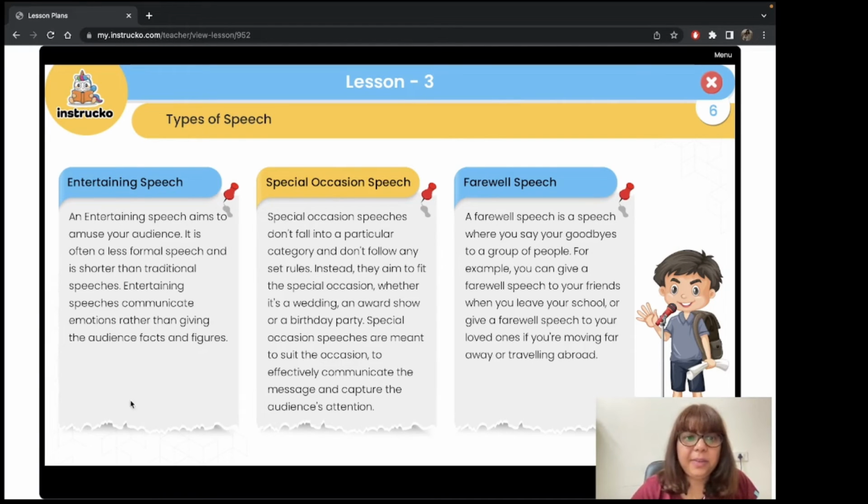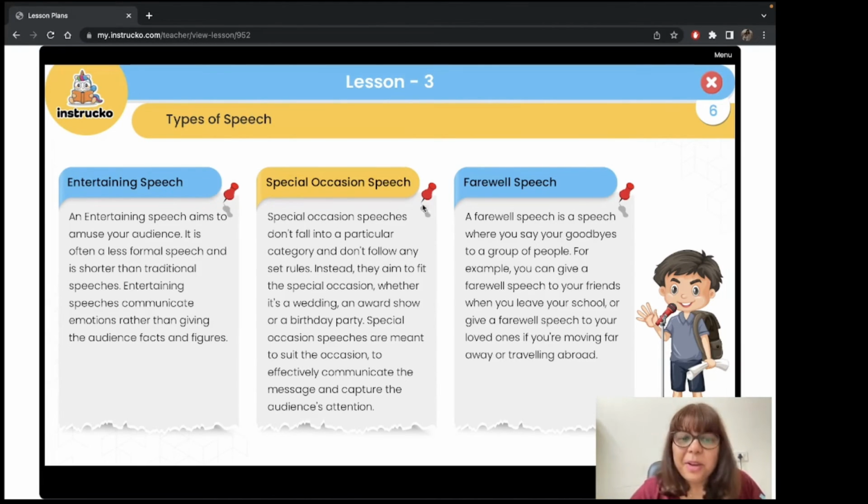An entertaining speech. An entertaining speech aims to amuse your audience. It is often a less formal speech and is shorter than a traditional speech. Entertaining speeches communicate emotions rather than giving the audience facts and figures. So unlike an informative speech or a persuasive speech where you have to get in hard facts and figures, an entertaining speech is more for fun, okay?